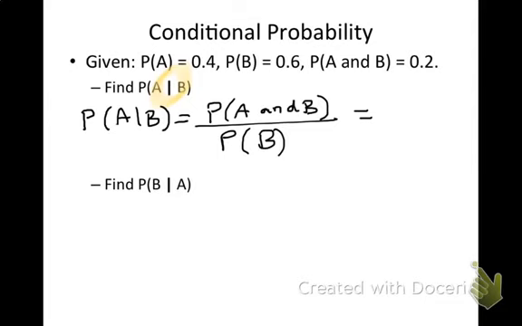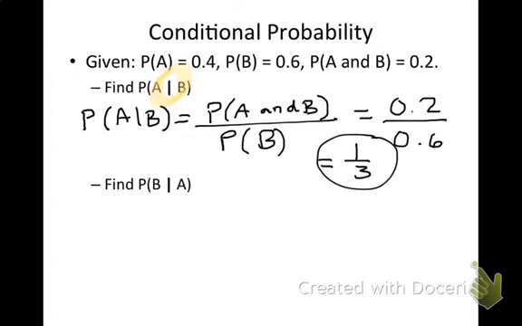So the probability of A and B, and by the way, the probability of B and A and B means the same thing. Okay, so that probability is 0.2. We've been given that. And the probability of B is 0.6. So when we simplify it, you just get 1/3. So that's our answer for the first one.